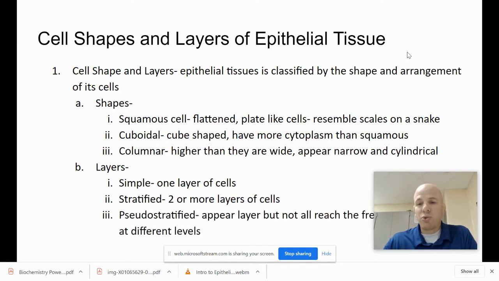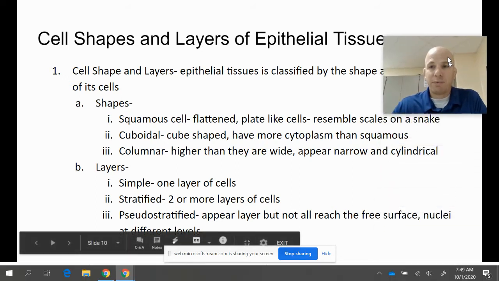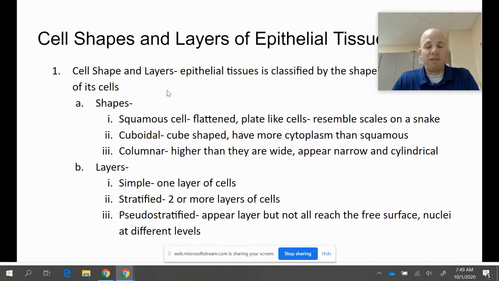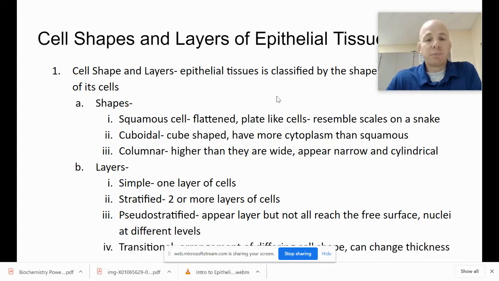Then we have this word pseudo-stratified. Pseudo, if you've ever heard the term pseudonym, that's a fake name, like authors would write under a pseudonym. So pseudo-stratified looks like it's layered, but it's actually just one layer. That has to do with the level of the nucleus in each cell. It makes it look like there's a bunch of different layers.